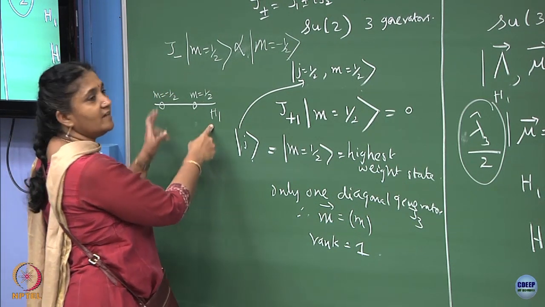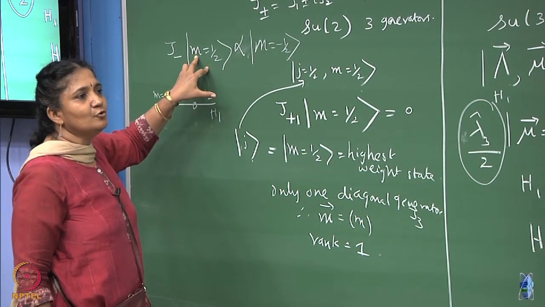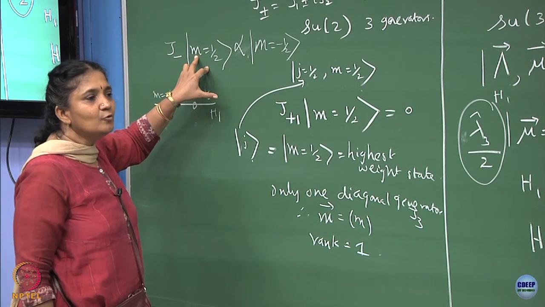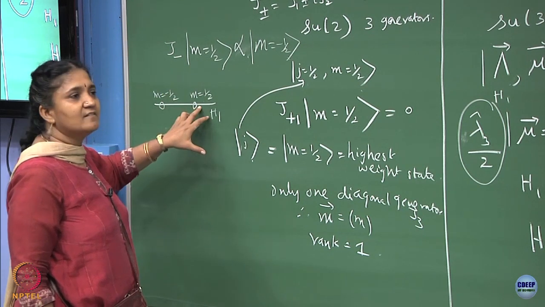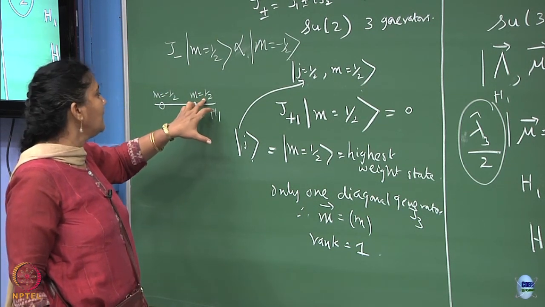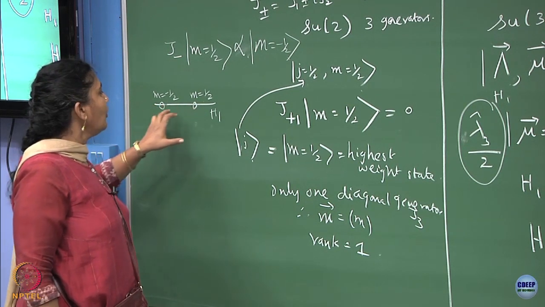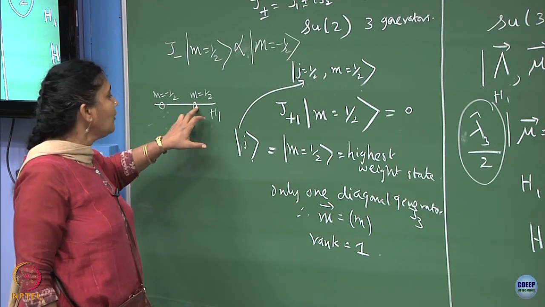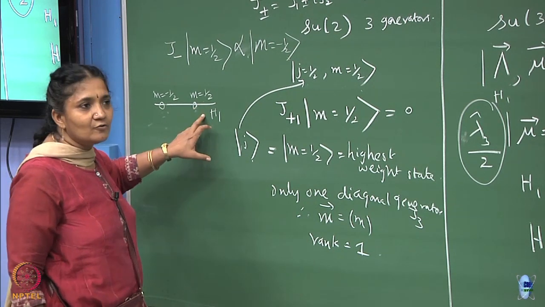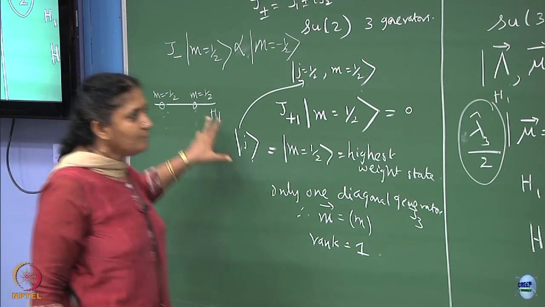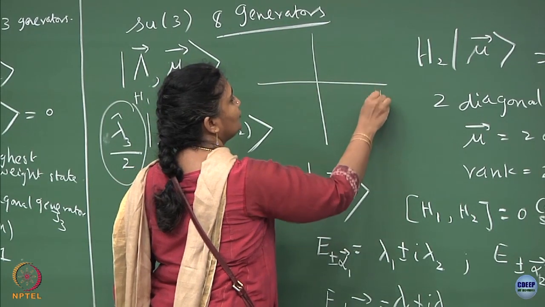These are the 2 states which define the irrep of SU2. It is a 2-dimensional vector space, and the 2 states whose weight values are m equal to half and m equal to minus half can be achieved by the lowering operator. You apply a lowering operator on this, you can get to this. If you do a raising operator on this, you can get to this. Same thing here, you have the H1, H2 plane.